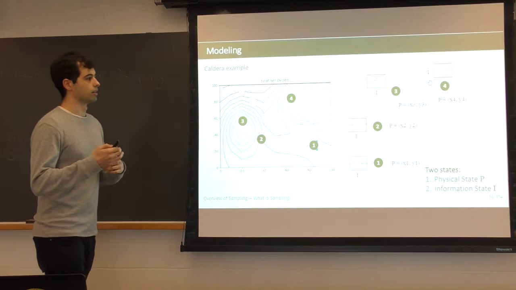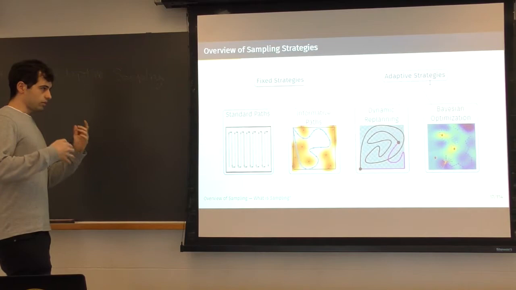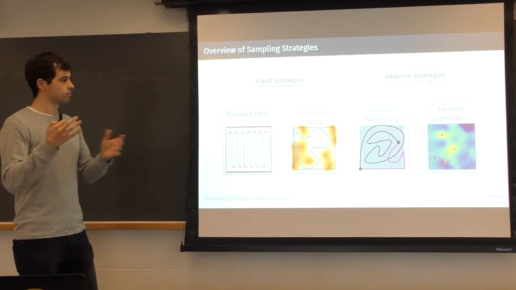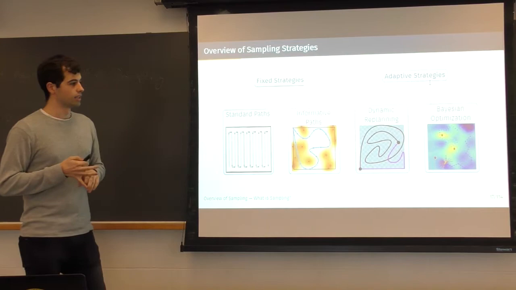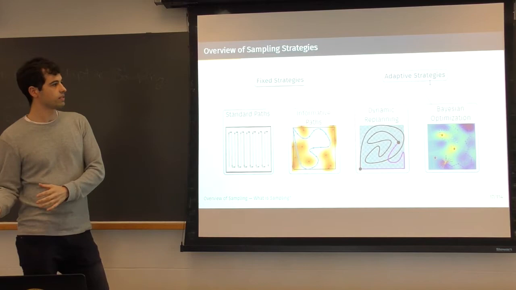So how can it decide where to go, what this trajectory is? There are different methods of deciding these trajectories and these sampling policies. There are two big groups, fixed strategies and adaptive strategies, and now I'm going to tell you about them with two examples of each one.